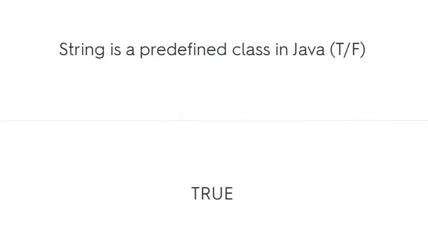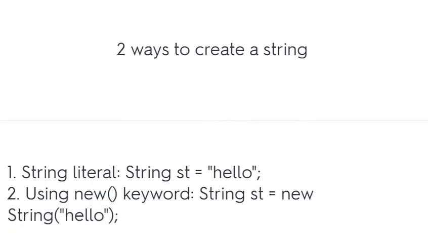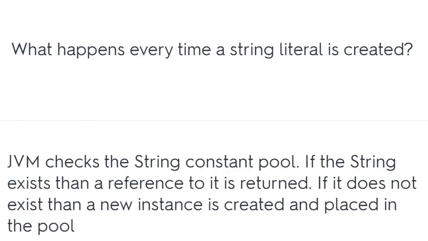String is a predefined class in Java. True. 2 ways to create a string. 1. String literal, String st equals "hello". 2. Using new keyword, String st equals new String. What happens every time a string literal is created? JVM checks the string constant pool. If the string exists, then a reference to it is returned. If it does not exist, then a new instance is created and placed in the pool.